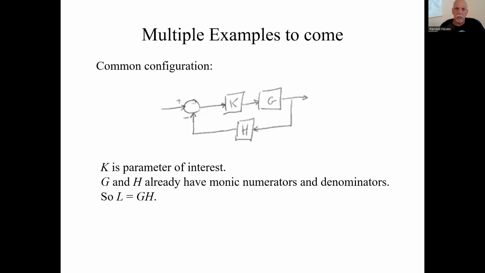And for this example in this video and some future examples, they're all going to be based on this configuration, where G and H are already monic. They have monic numerators and denominators. And this K is the parameter of interest. So computing the L of S is simple in this case. It's the product of G and H.